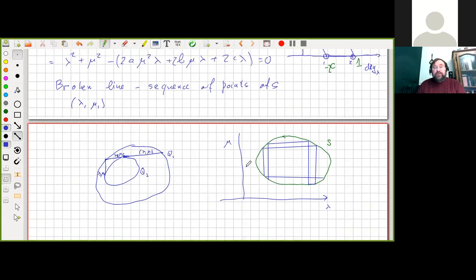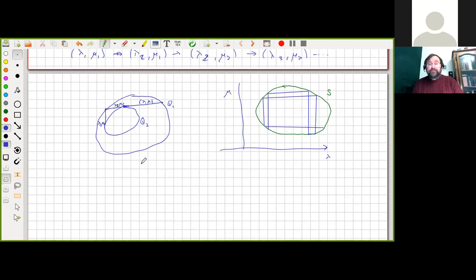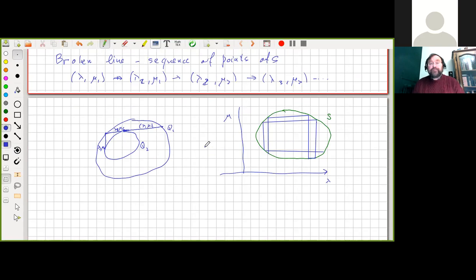So this is a broken line. It goes to lambda one, then lambda two mu one, then lambda two mu two, et cetera, then lambda three mu two. So all these points can be uniquely determined by this condition.